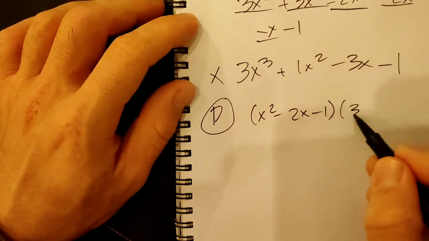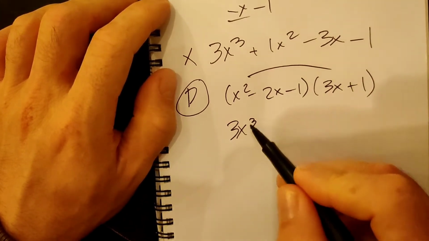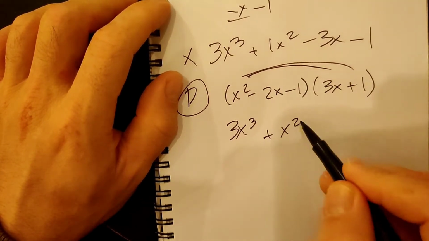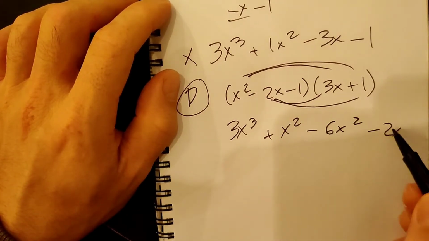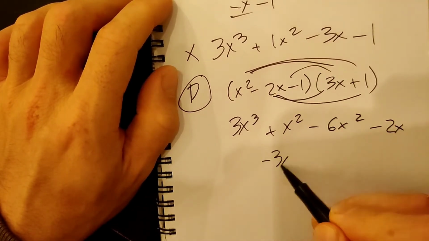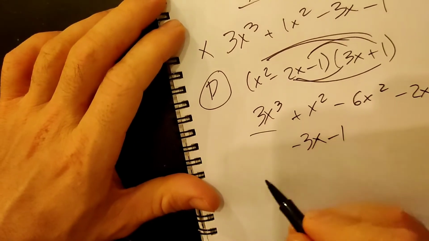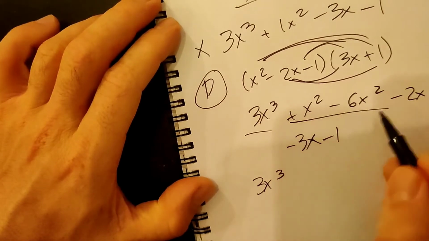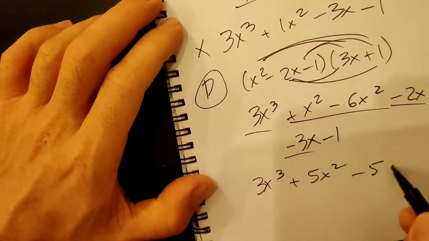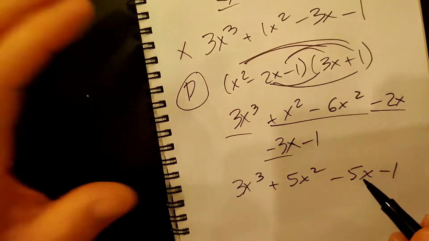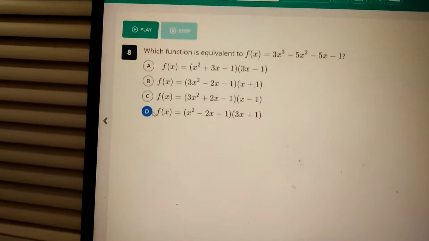So real quick, guys, I'm going to multiply this one out as well. That's 3x to the third plus x squared minus 6x squared minus 2x minus 3x minus 1. That does not combine. Those combine and make 5x squared minus 5x minus 1. And there you have it. So D is the correct answer on that one.